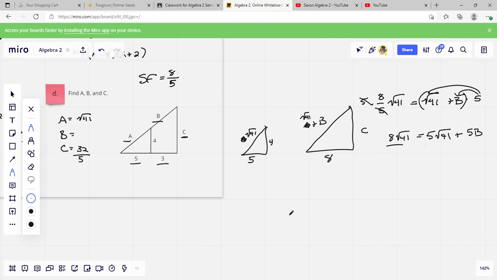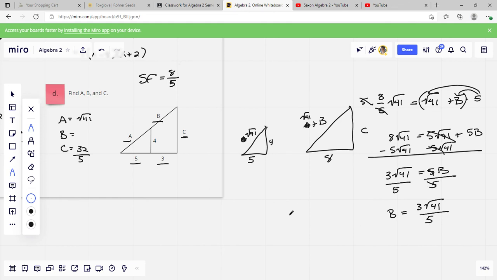Now these are like terms, 8 square root of 41, 5 square root of 41. So I can subtract 5 times the square root of 41 from both sides. Those cancel, and I'm going to get 8 minus 5 is 3 times the square root of 41 equals 5B. And now the last step is to divide by 5. And I'm going to get B equals 3 times the square root of 41 over 5. So 3 square root of 41 over 5, and that is the answer to D.